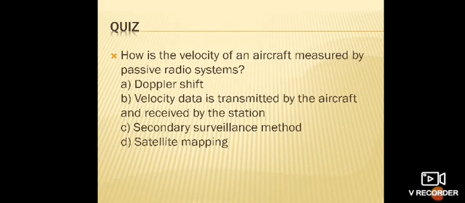How is the velocity of an aircraft measured by passive radio systems? The first option is Doppler shift, the second option is velocity data is transmitted by the aircraft and received by the station, the third option is secondary surveillance method, and the last option is satellite mapping. So what is the option? Please note this question.